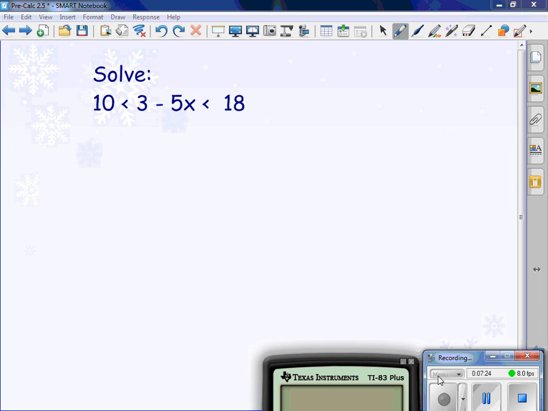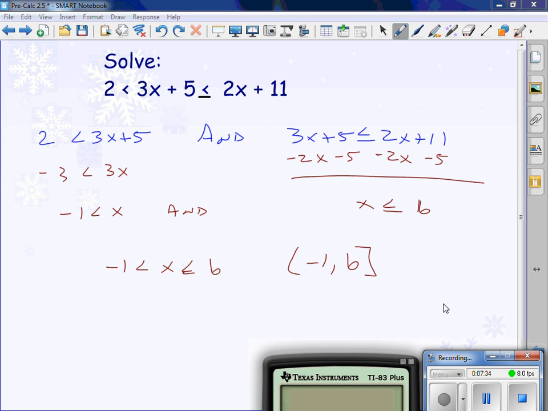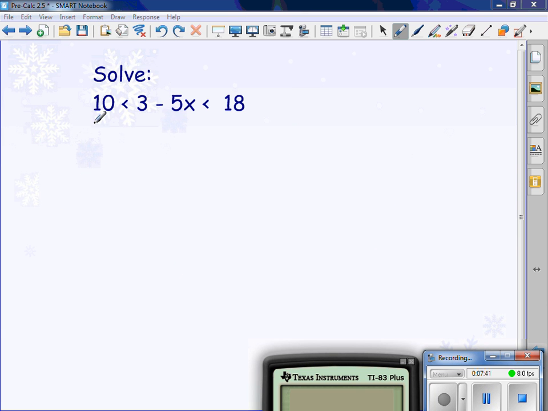What do I have to do first? I don't have to separate this one. You don't have to separate them. The only time you have to separate them is when they don't match up with things balanced, where you have x's and x's, numbers and numbers. There's just numbers on this side.